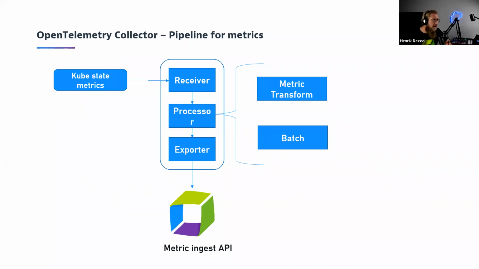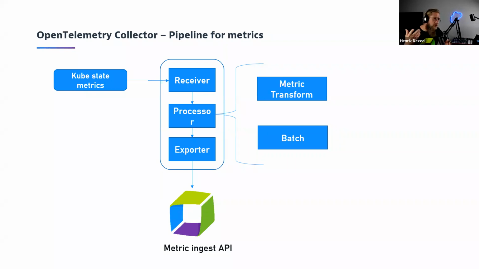So here I have a receiver. The receiver is Prometheus. It is going to scrape the data from my Prometheus exporter, the kube-state-metrics. I will have a processor, and I will use one of the plugins called metric transform. With metric transform, in my case, I want to add labels. I want to rename labels. You can do tons of things with it. And then I want batch.